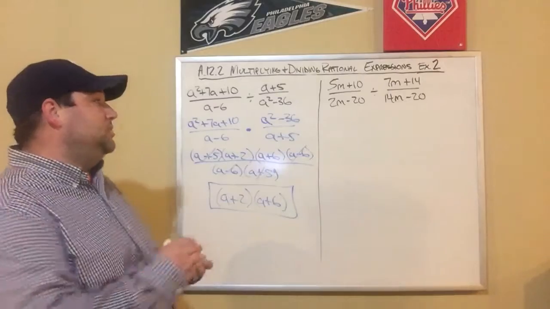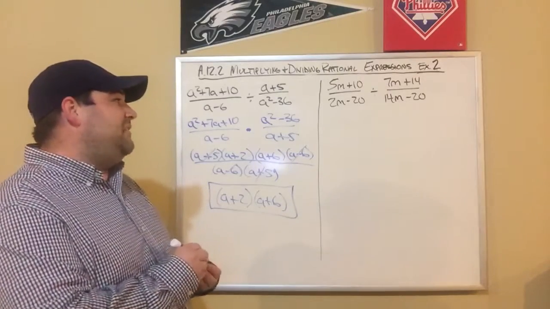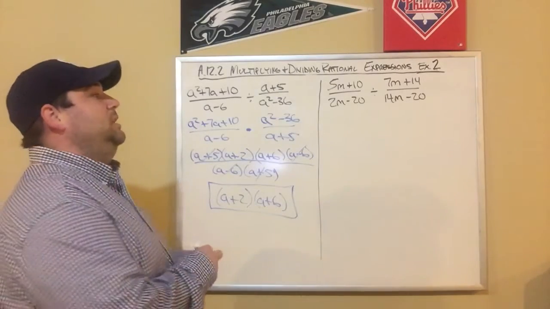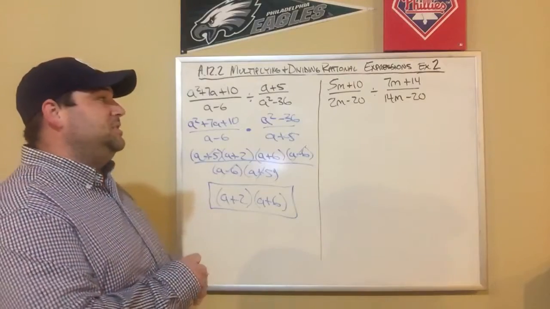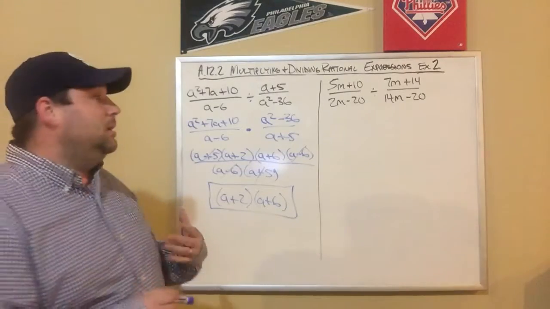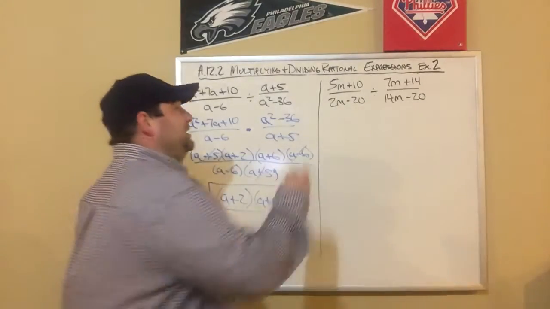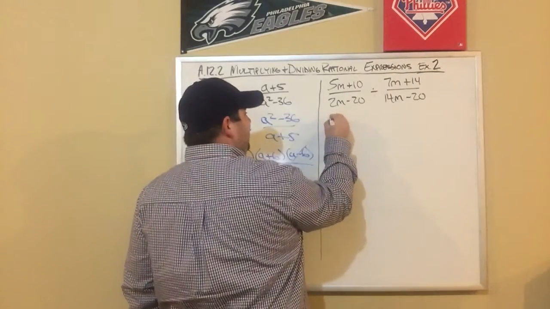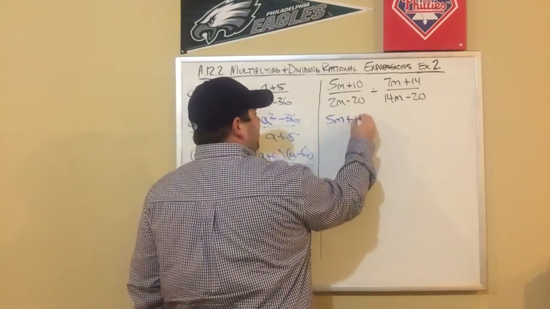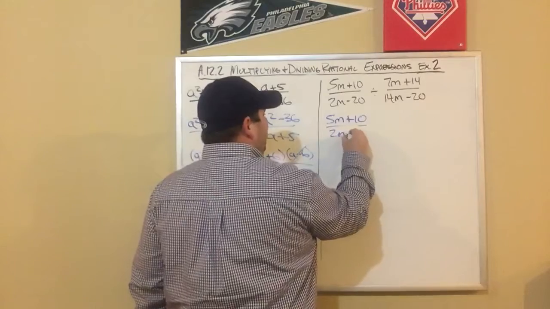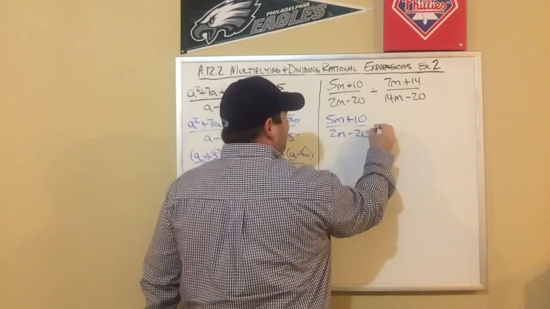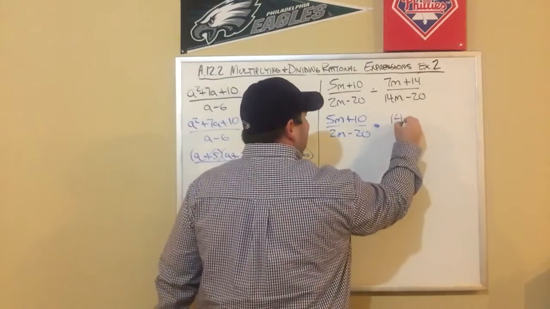All right, example 2. So we've got 5m plus 10 over 2m minus 20 divided by 7m plus 14 over 14m minus 20. So we're going to take that second fraction and flip it. So it'll be 5m plus 10 over 2m minus 20. I'm going to multiply and flip that second fraction.